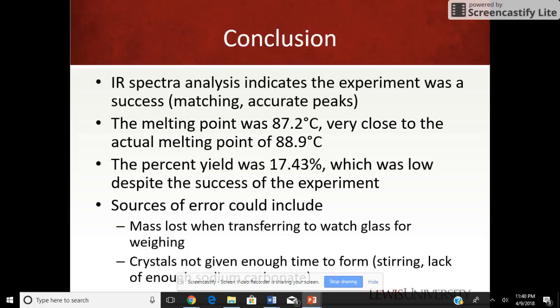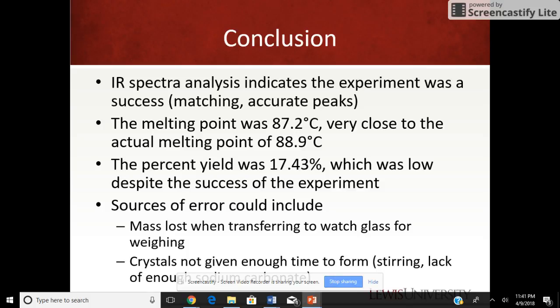The reason that the melting point was slightly off and the yield was a little low is that we could have had some mass loss, and I know we had some mass loss when we were transferring the product from the filter paper to the watch glass for weighing. I find that in a lot of our synthesis reactions, I'm losing a lot of my product stuck to the filter paper, and there's really nothing I can do about that besides get it off to the best of my ability. But I do know that some mass was lost, which as a result would lower my percent yield.